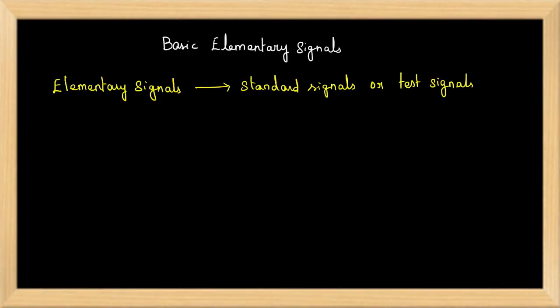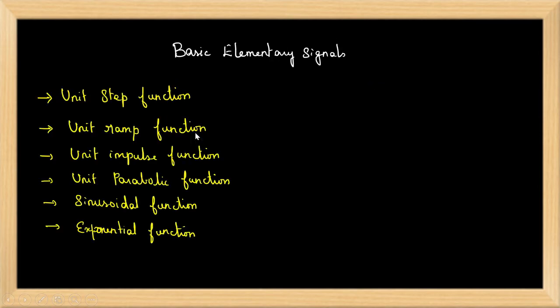The elementary signals are also called standard signals or test signals. Why are they called so? These signals are applied to unknown systems to know the behavior of the systems. So we have one system. When you apply elementary signals here, from the response of the system we can predict the behavior of the system. Some of the basic elementary signals used for the analysis of systems are unit step function, unit ramp function, unit impulse function, unit parabolic function, sinusoidal function, and exponential function.